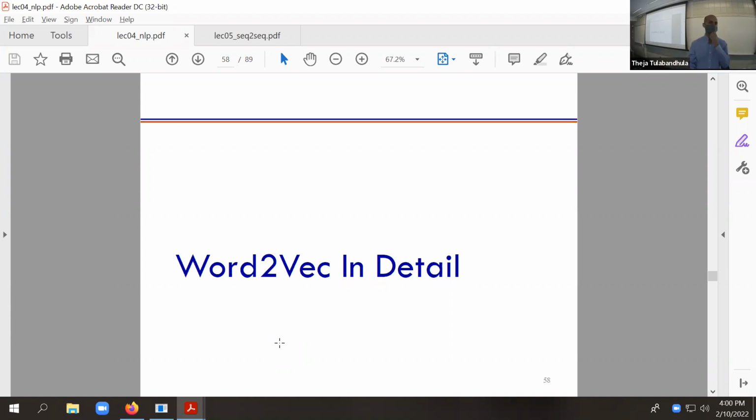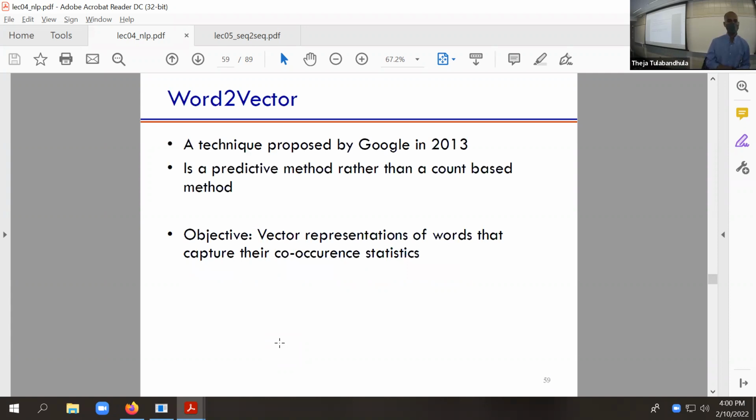Let's look at word2vec in detail. As we recapped earlier, it's a predictive method. It falls under that, not count based, but it's going to construct a simple prediction task such that the byproduct there, which is word embeddings, is what is actually going to be used in the future. So we want vector representations of words that capture their co-occurrence statistics: words which occur in similar contexts have similar vector representations.